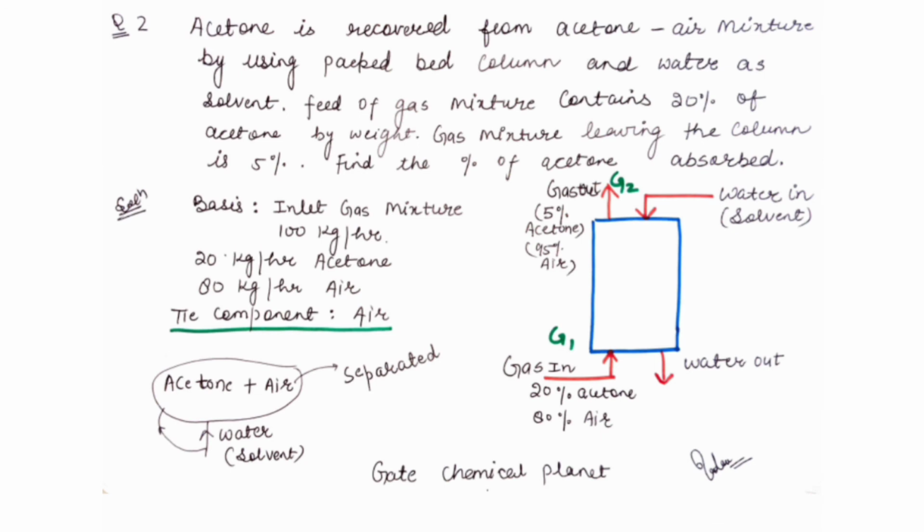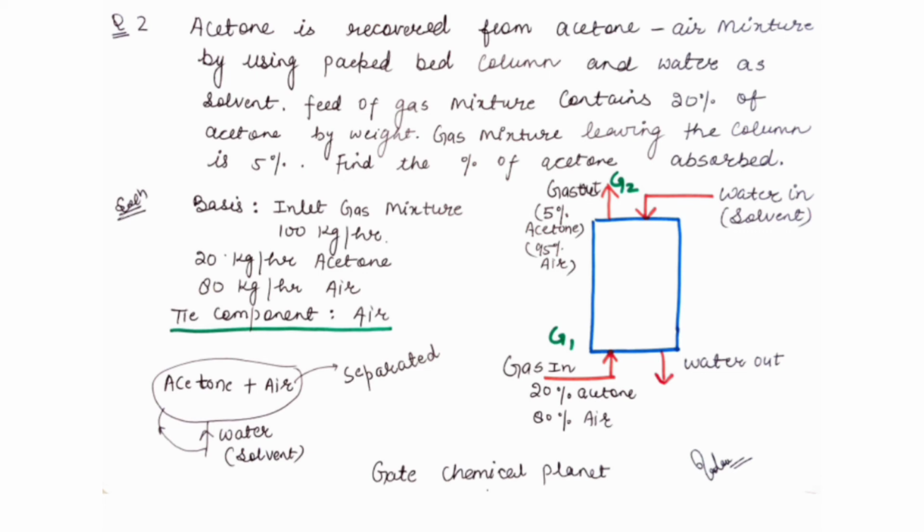So now we will apply this concept to another question. Question number 2: acetone is recovered from an acetone gas mixture by using a packed bed column and water as solvent. The feed of gas mixture contains 20% of acetone by weight. The gas mixture leaving the column is 5% acetone. Find the percentage of acetone which is absorbed.